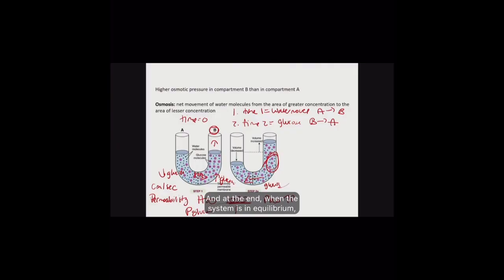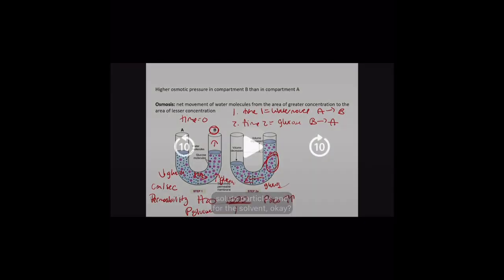to compensate. And at the end, when the system is in equilibrium, we're going to have the exact same number of solute particles per volume in A and B. So the osmolarity in A and B, when we reach equilibrium, is going to be the same. Does that make sense? My point here is that you need to understand if that pathway is open for different solute particles and for the solvent.